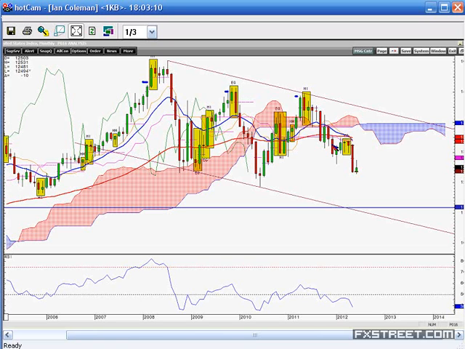What I'm looking for are inside harami candles. An inside harami candle is a candle which is completely engulfed by the next candle. Or I actually prefer to call them outside bars. I want to see the second candle completely engulf the price action of the first candle. So here, on this change of trend, we have an outside bar: the high is higher than the previous high, and the low is lower than the previous low.